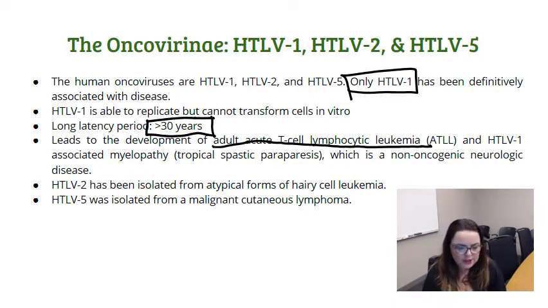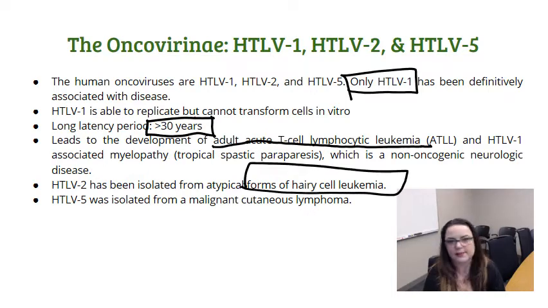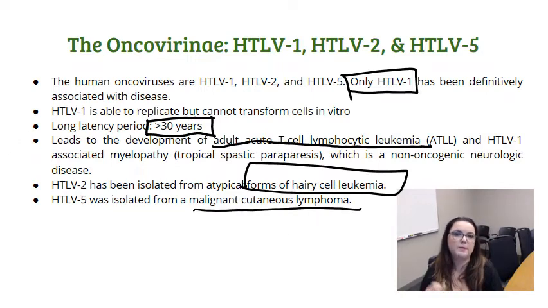ATLL. HTLV2 has been associated with forms of hairy cell leukemia, but it's not a definitive connection. And HTLV5 has been associated with malignant cutaneous lymphoma, but again, not a definitive connection. The only one that we really can definitively say has a role is HTLV1.